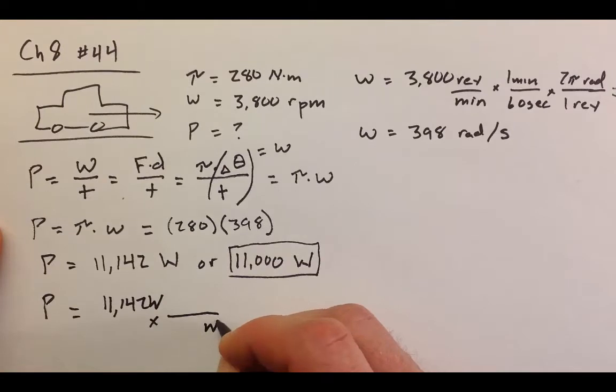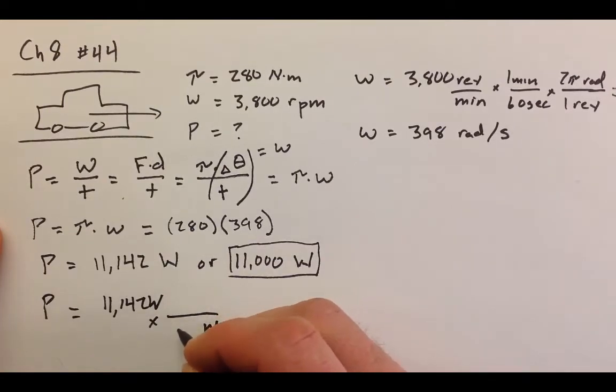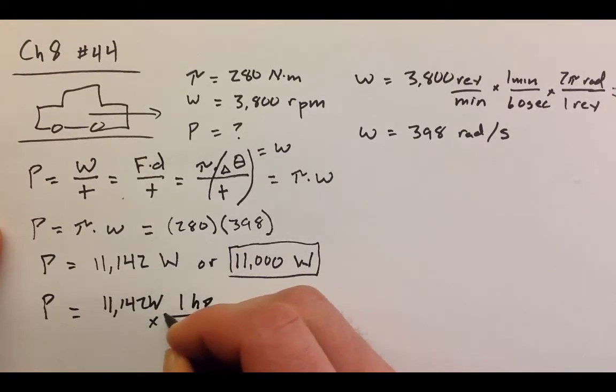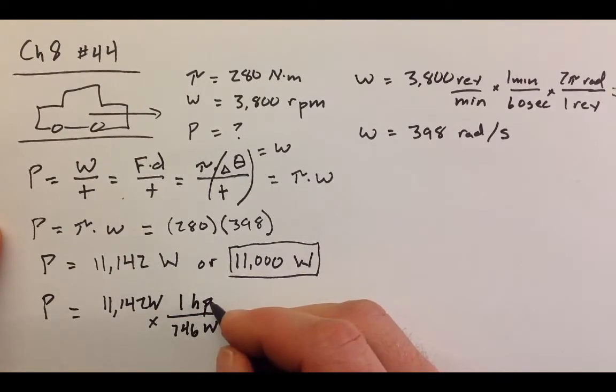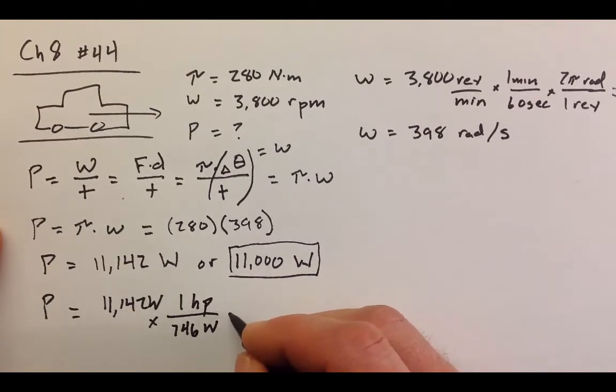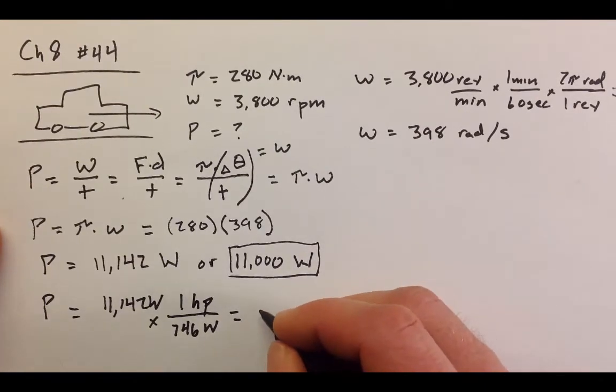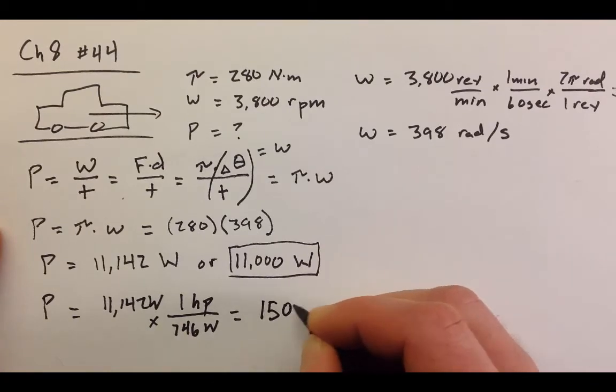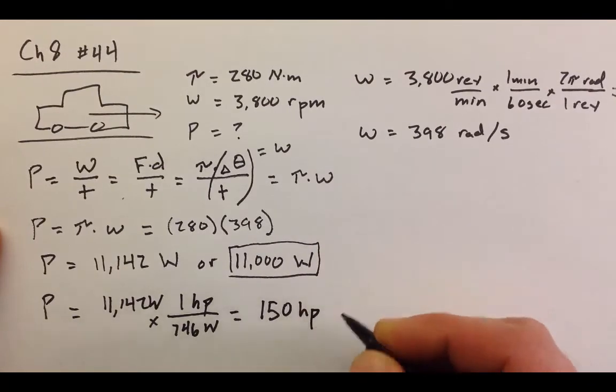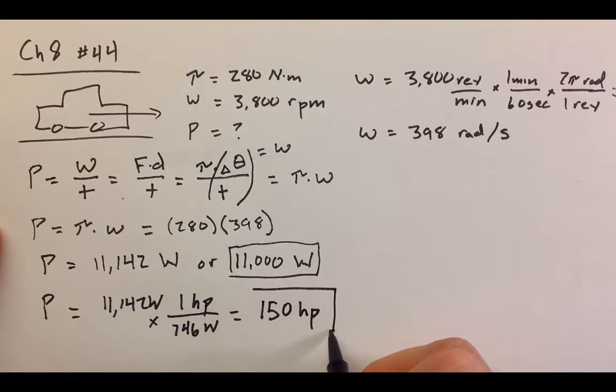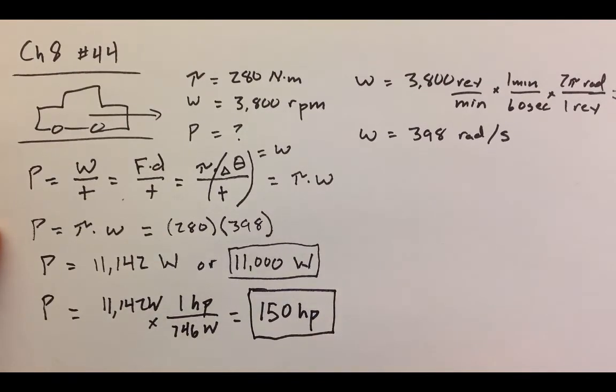So the conversion factor, you will not have to memorize this, but it's kind of fun just to know. 1 horsepower is 746 watts. So if you divide that out and round to the correct number of significant figures, you get that the power output of this engine is about 150 horsepower, which is plenty of horsepower for a car.